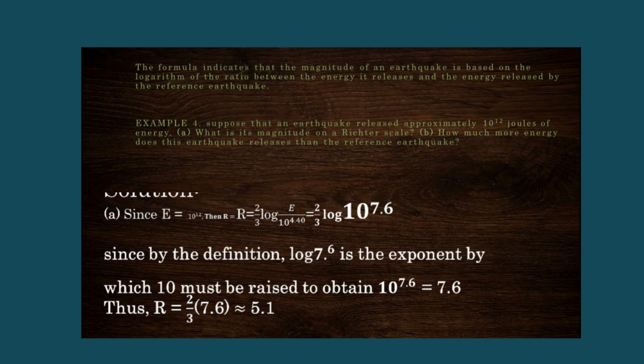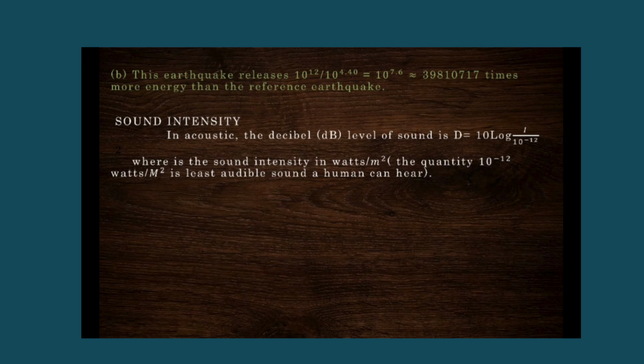So by the definition, log of 10 to the power of 7.6 is the exponent by which 10 must be raised to obtain 10 to the power of 7.6, which equals 7.6. Thus R equals 2/3 times 7.6, which is about 5.1. For B, this earthquake releases 10 to the power of 12 over 10 to the power of 4.40 equals 10 to the power of 7.6 equals 39,810,717 times more energy than the reference earthquake.